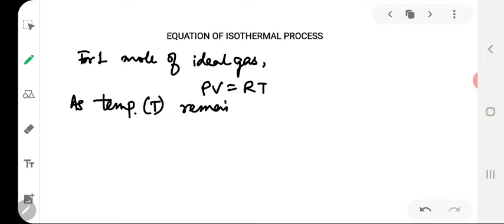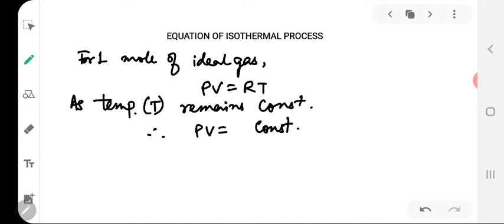Equation of isothermal process. For 1 mole of ideal gas, we have PV equal to RT. Now, as in an isothermal process, temperature remains constant, therefore we can write PV equal to constant. This is the equation of an isothermal process for an ideal gas.